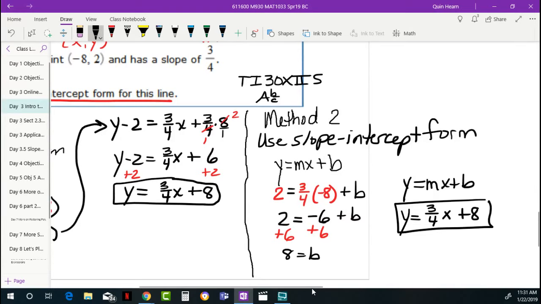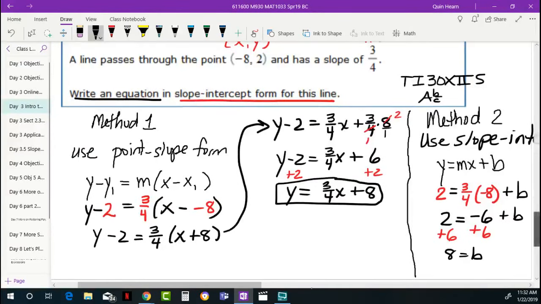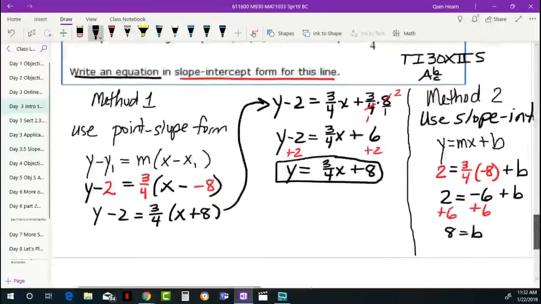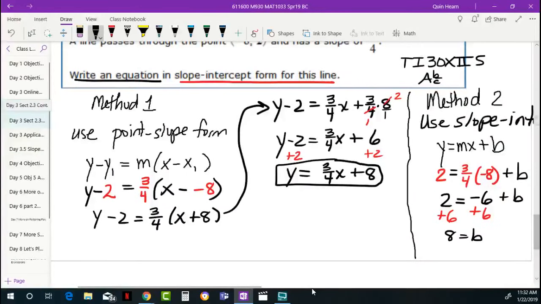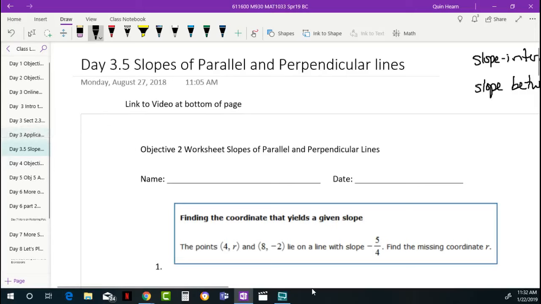Okay, so that's how we write the equation of a line given a point and the slope. We're going to practice a couple of these, but before we do, I need to mention one more thing.